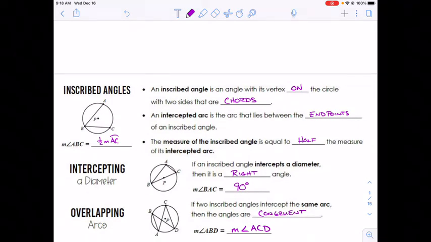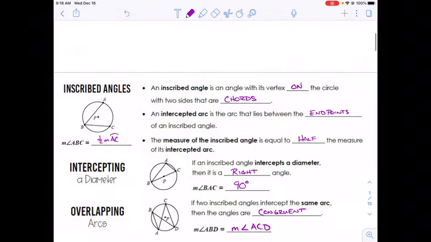We talked about these a little bit when we went through the definitions for the beginning of this unit. The two sides of these angles are going to be made up of chords. Remember, chords are those segments that have both endpoints on the circle. In this case, we have chord AB on the left, and we have chord BC on the bottom here. And vertex B is on the circle, therefore it's an inscribed angle.